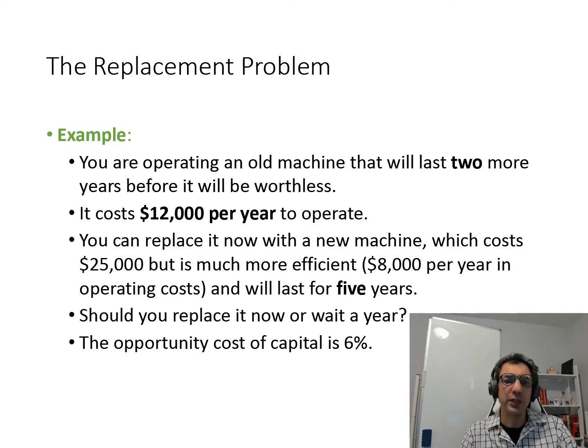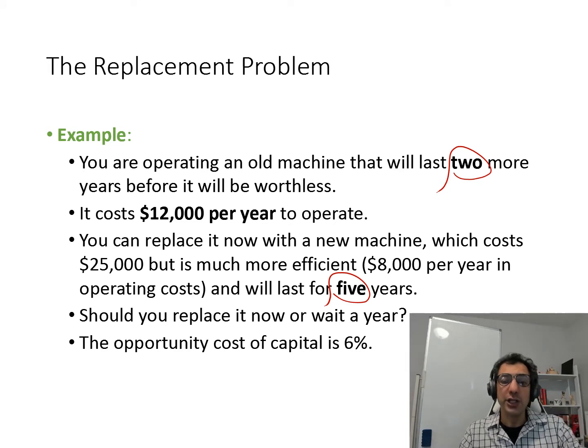Let's look at this example. Again, the first example is called the replacement problem, and it's about the old machine. You have a machine which costs you $12,000 per year to operate, or you can buy a new one which costs you $25,000 to buy, and since it is more efficient, it costs you only $8,000 per year to operate. And for sure, it is a longer-lasting one. The new one works for 5 years. However, the current machine, the old one, works for just 2 years.